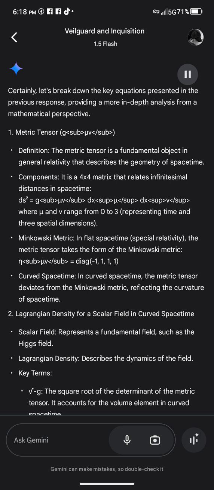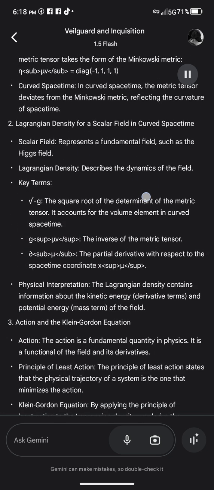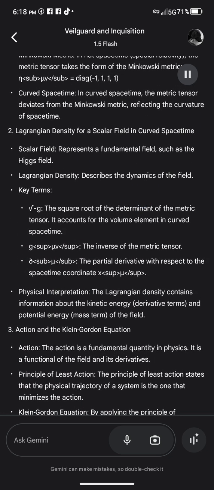ds² equals g_μν dx^μ dx^ν, where μ and ν range from 0 to 3, representing time and 3 spatial dimensions. Minkowski metric. In flat spacetime, special relativity, the metric tensor takes the form of the Minkowski metric, η_μν equals diag(-1, 1, 1, 1). Curved spacetime. In curved spacetime, the metric tensor deviates from the Minkowski metric, reflecting the curvature of spacetime.